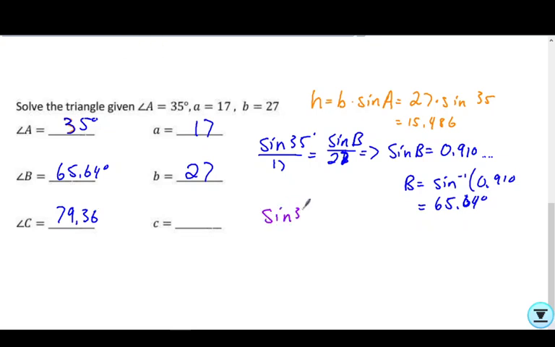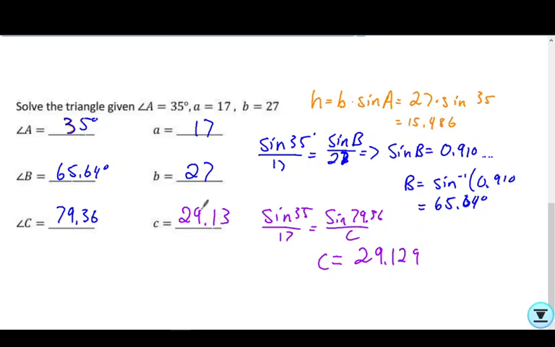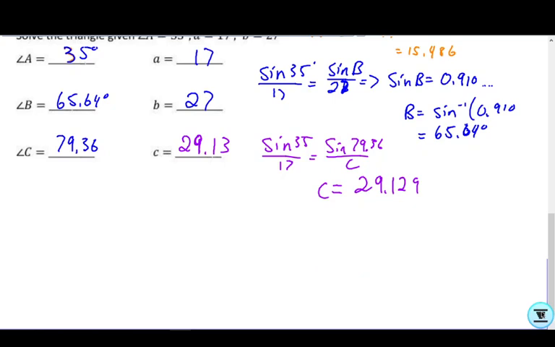So again, set up our original ratio: sine of 35 over 17 equals sine of 79.36 over C. So C is going to be equal to 17 times the sine of 79.36 divided by the sine of 35, which is 29.129 or 29.13. Okay? Now, that's just one of our solutions. So we're going to end up having to do this again to find the other solution.